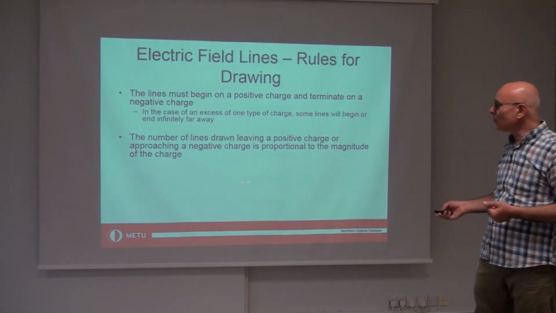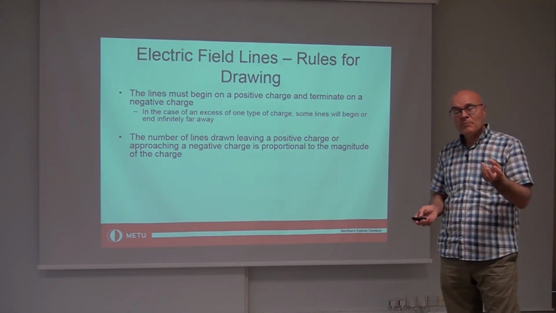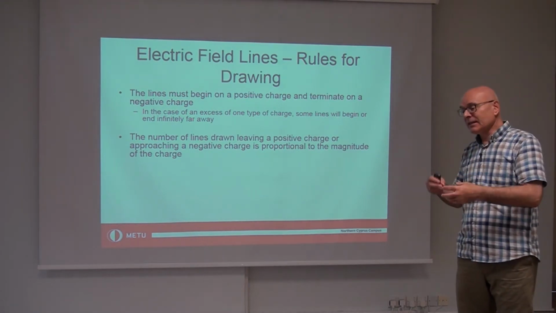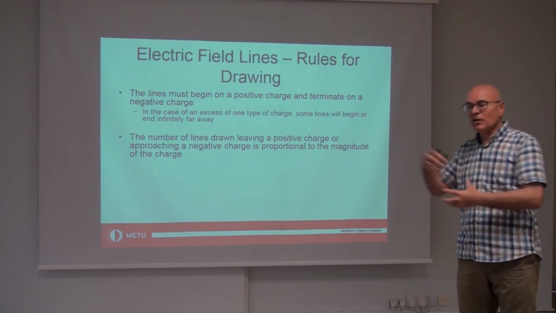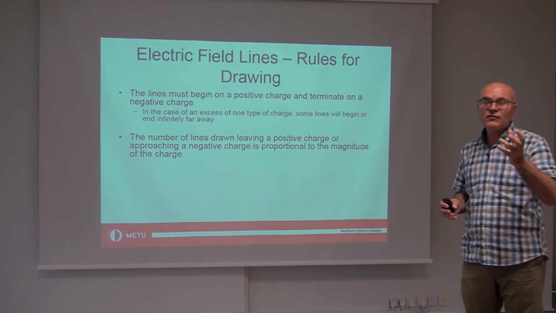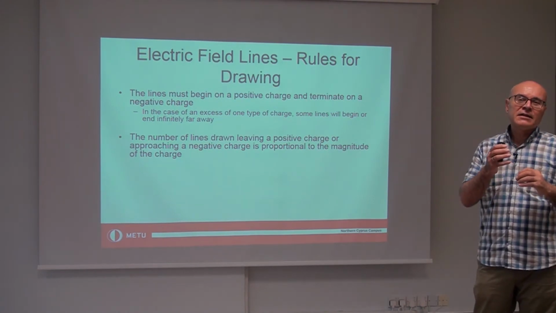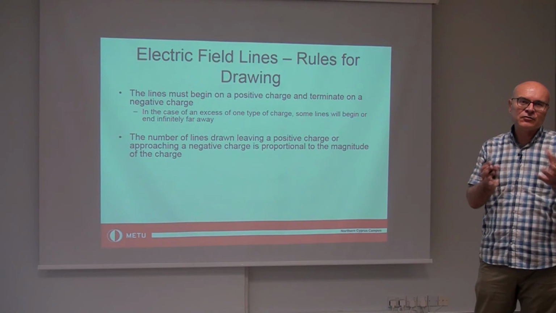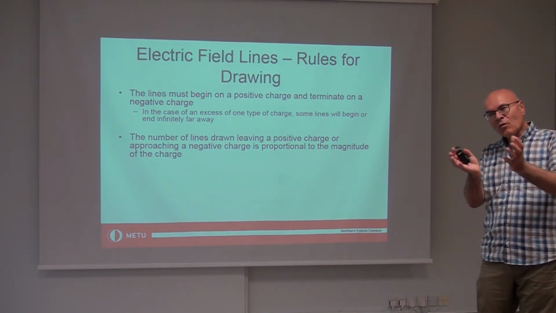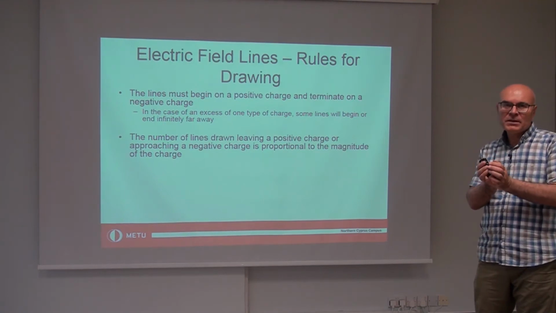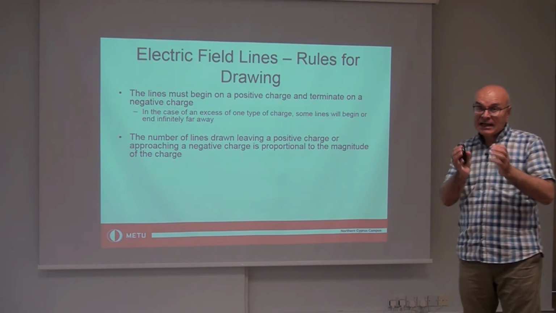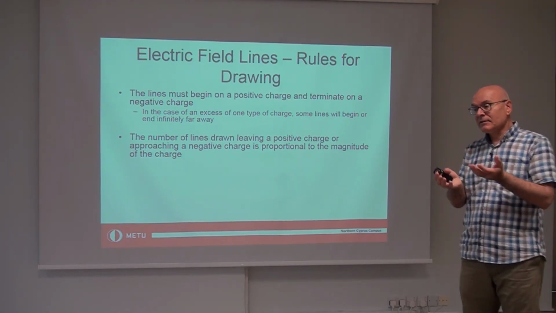Now, the other rule, and this is important, is that the number of lines leaving a positive charge or entering a negative charge, that is, originating at a positive point charge or terminating at a negative point charge, gives you a rough idea about the relative magnitude of these two charges. The larger the charge, the more electric field lines will be leaving or entering that charge. Again, this is a relative thing.